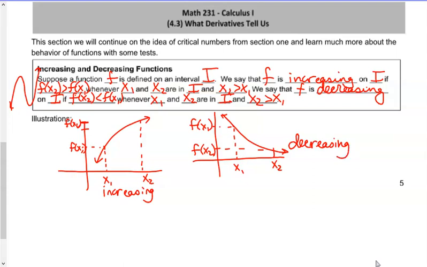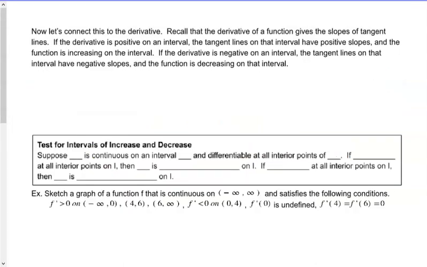Now, obviously, we want to be logical about all of this and know that when going left to right, if something is going up, it's increasing. If it's going down, then it's decreasing. So let's connect this to the derivative now. Recall that the derivative of a function gives the slope of the tangent lines. And if the derivative is positive on an interval, the tangent lines on that interval have positive slopes, and the function is increasing. But if the derivative is negative on an interval, that means we have a negative slope on our tangent line and the function is decreasing.